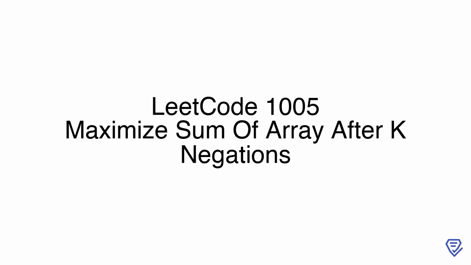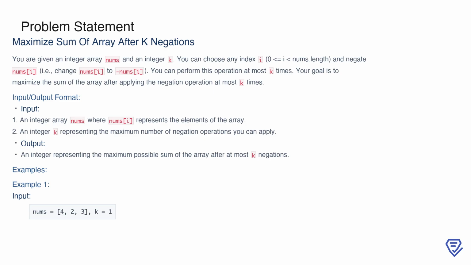Let's dive in. In this problem, you are given an integer array called nums and a value k. The task is to maximize the sum of the array after performing up to k negation operations. A negation operation allows you to pick any element in the array and change its sign, flipping it from positive to negative or vice versa.